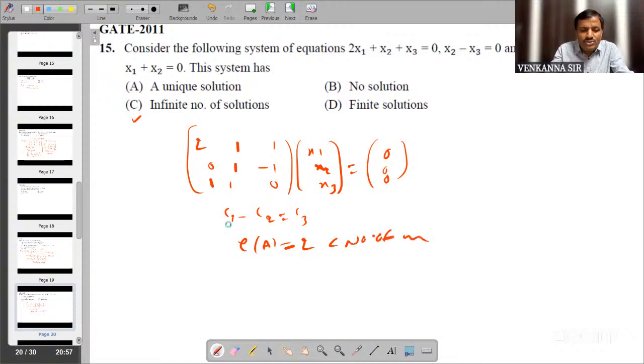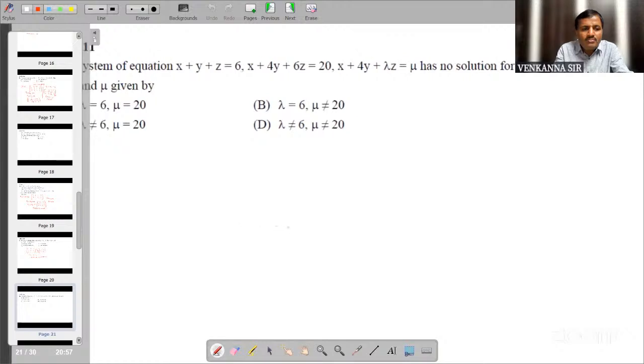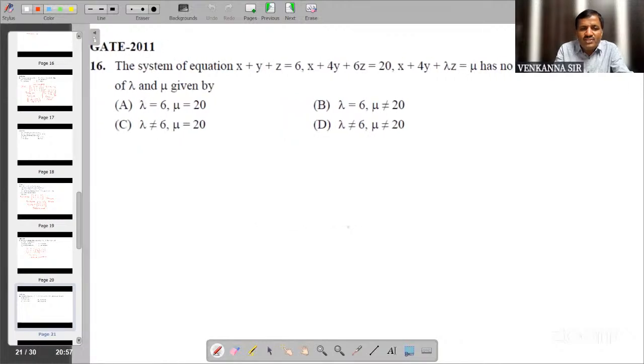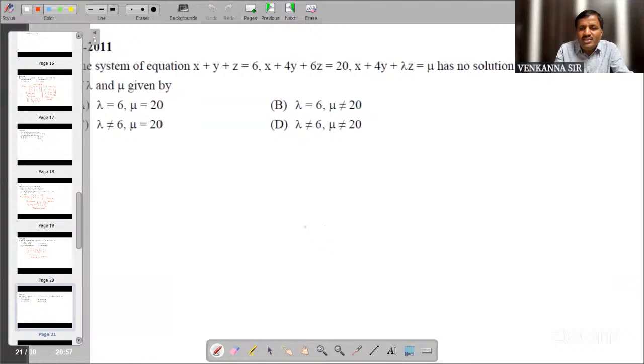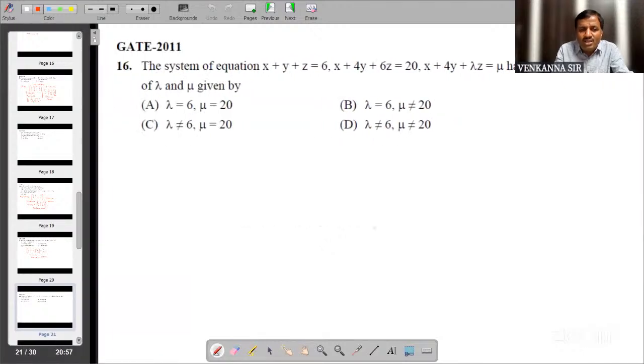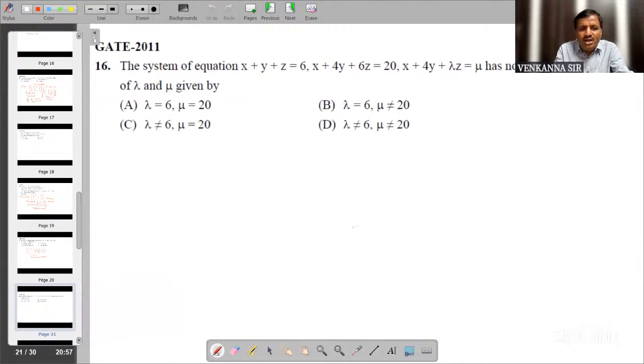Infinite number of solutions. Yeah, similar kind of questions. First question, whatever the first question we have done, similar type. For what values of the lambda and mu does the system have no solution?